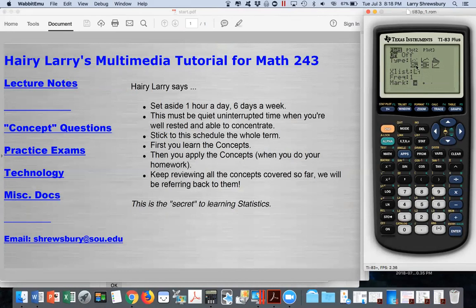We want list 1 in here. So if you didn't have list 1 showing, you would press the second key and 1, and that puts list 1 in there. Frequency is always set to 1. And for the mark, select this one and hit enter if it isn't already selected. Now that will make a box plot of the data in list 1.